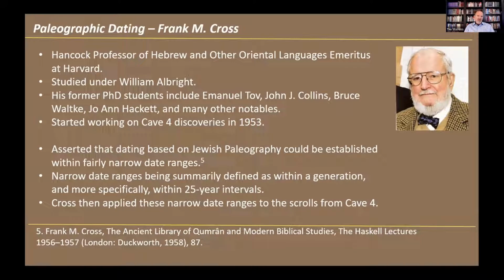And Cross then applied these narrow date ranges to the scrolls from Cave 4. And again, we have to remember that with Cave 4 came many more discoveries and manuscripts. But also by that time, there were other data, inscriptions, evidence that had been found. So he had more material to work from to establish his chronologies than Albright had before him.